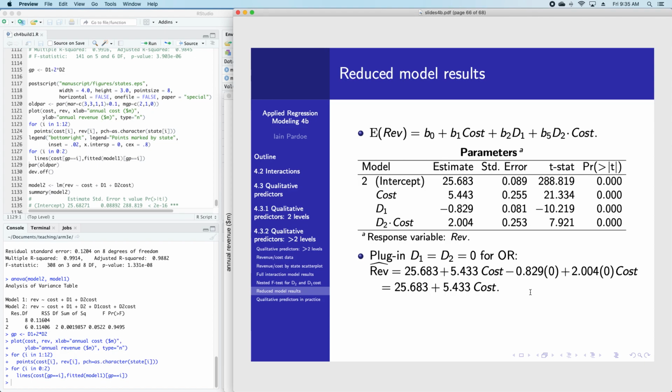So one thing I've done here is I've ended up with a model that doesn't actually retain hierarchy. We talked about hierarchy before, where if, for example, I have an interaction between D2 and cost, I should really have D2 and cost in the model as well. And I do have cost, but I've dropped D2 from my model. So some people don't like to do that, to have models that don't respect hierarchy like this.